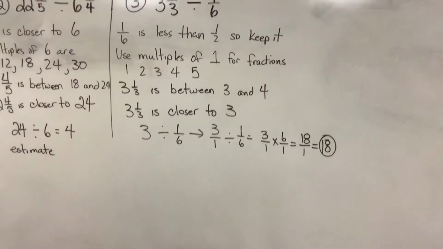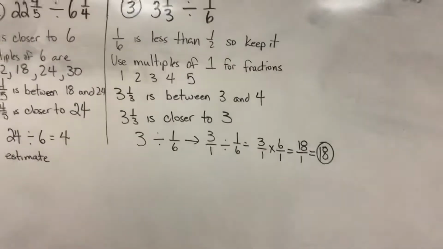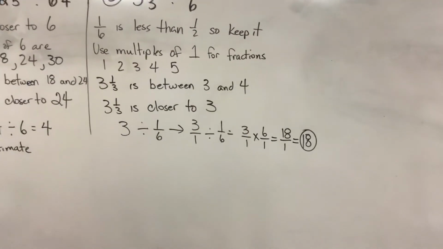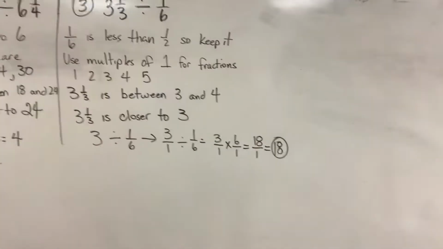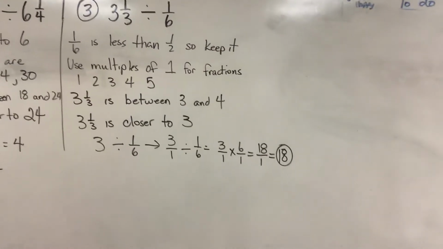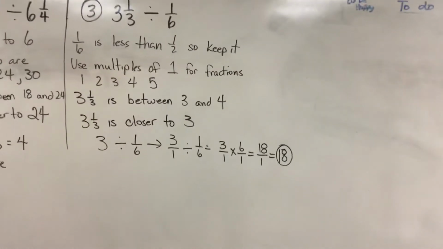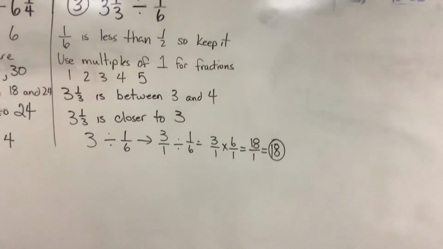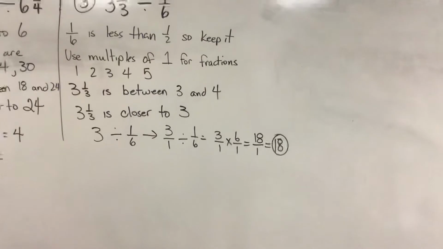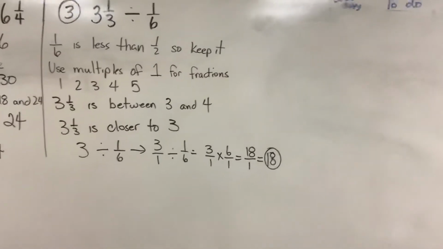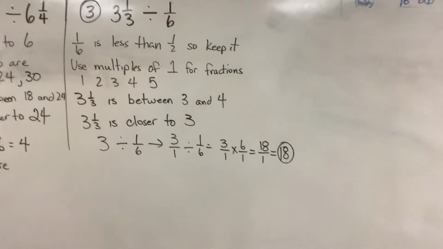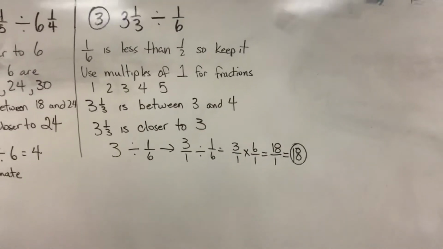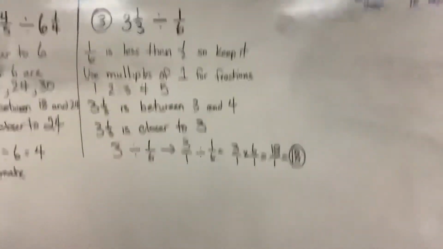So that's going to be 3 over 1 divided by 1 over 6. So I have to keep, change, and flip. Keep the 3 over 1, change the function from division to multiplication, and then flip the other fraction or write the reciprocal. So 1/6 becomes 6 over 1. Then I multiply. 3 times 6 equals 18. 1 times 1 equals 1. So my final estimate is going to be 18 for this problem.